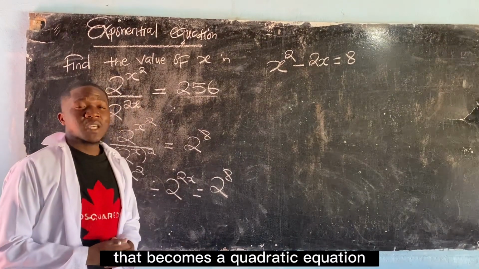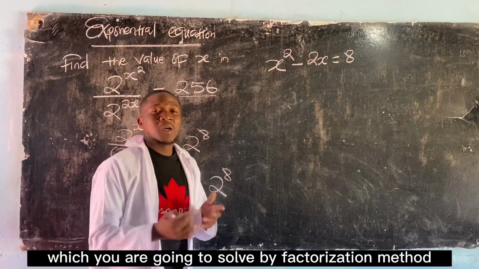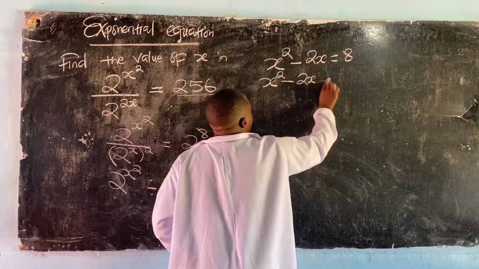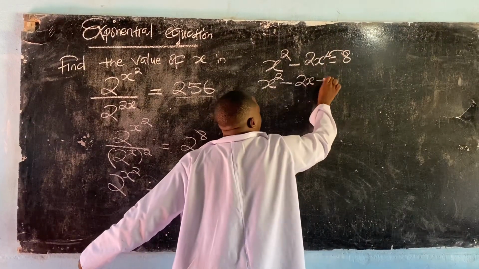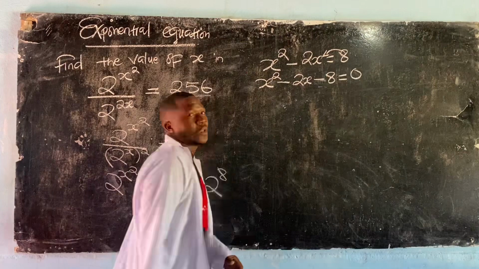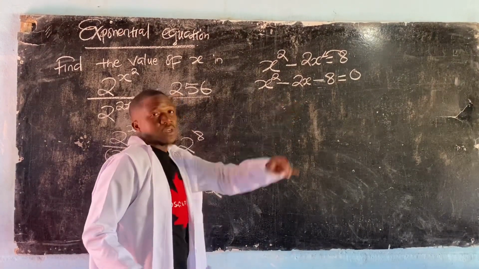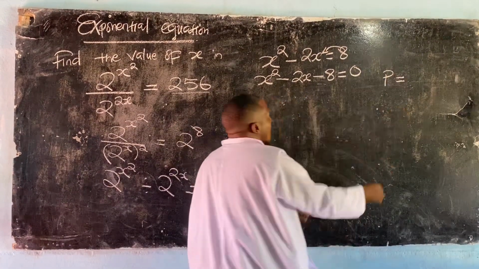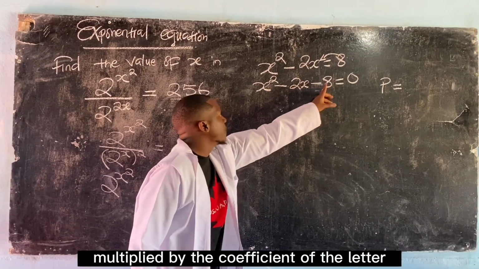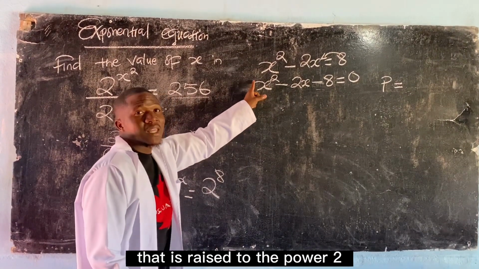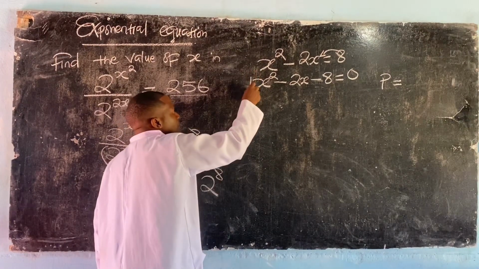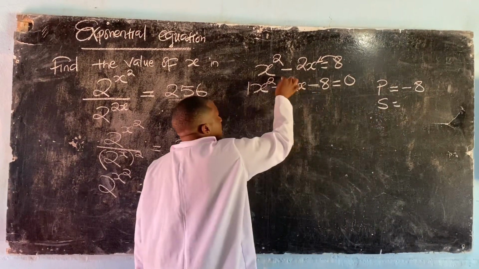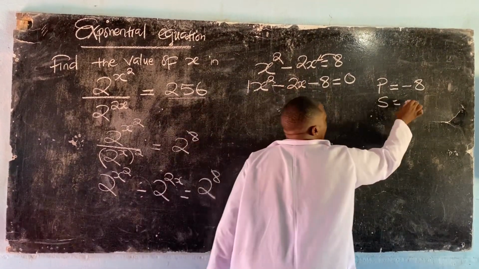That becomes a quadratic equation, which we are going to solve by factorization method. We're going to say x squared minus 2x, and then this 8 crosses over the equal sign, becoming negative 8, equal to 0. When we reach this stage, we can find the product, the sum, and the factors. To find the product, you pick the constant multiplied by the coefficient of the letter that is raised to the power 2. The coefficient here is 1, 1 times negative 8, so the product is negative 8, and the sum is the coefficient of the middle expression, which is negative 2.